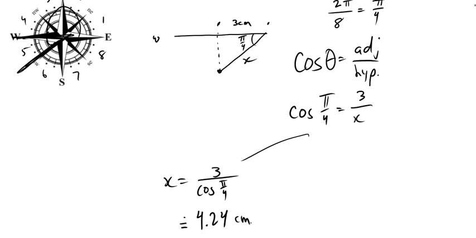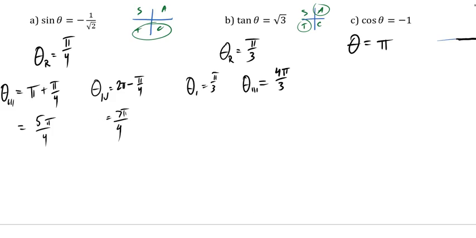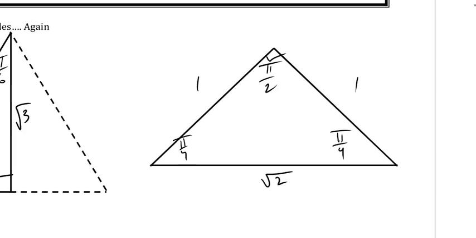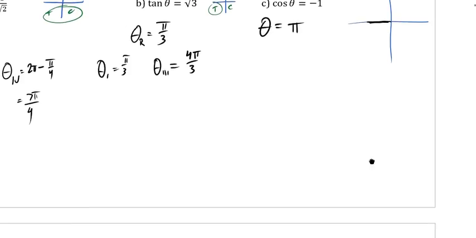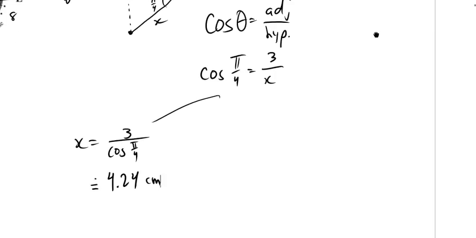Special triangles. I mean, it's 45 degrees. It's pi by 4. That's an easy one. So if I go back up to my special triangles, the cos of pi by 4 is 1 over root 2, right? So how do I use that here? I replace cos of pi by 4 with 1 over root 2, so 1 over root 2 equals 3 over x, and x equals 3 root 2. Do that on your calculator, 3 root 2.